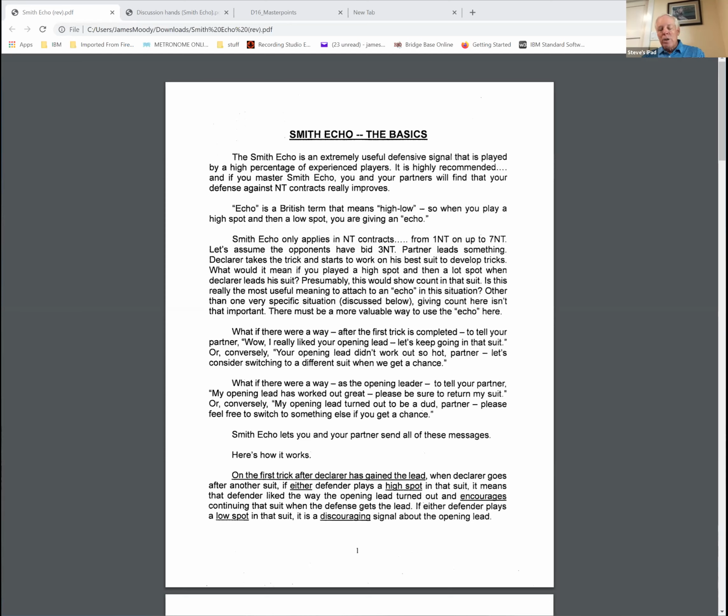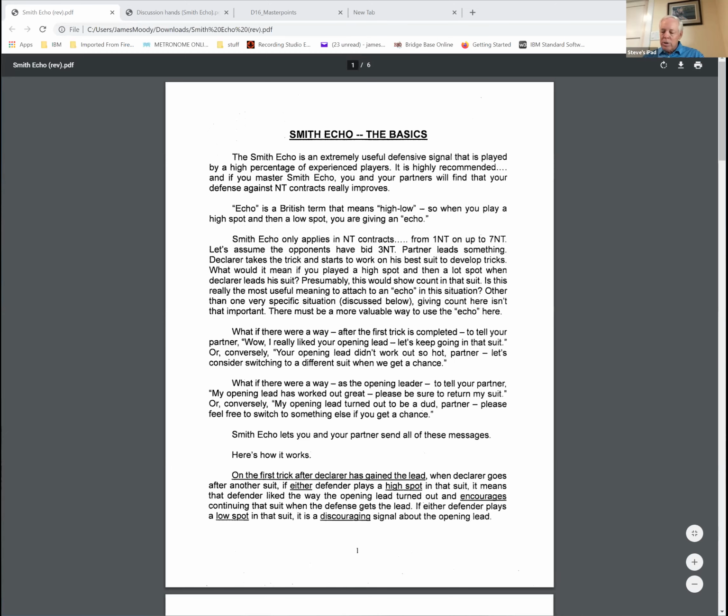And if you were the person who made the opening lead, it's nice if you could just say to your partner, hey, this lead worked out great, maybe even better than you can see. So let's keep it going. Or, wow, I didn't make a very good opening lead. Let's look someplace else. All those messages can be sent using Smith Echo.